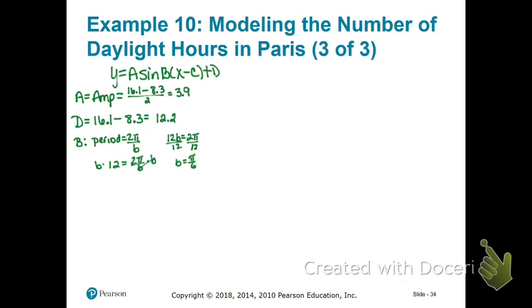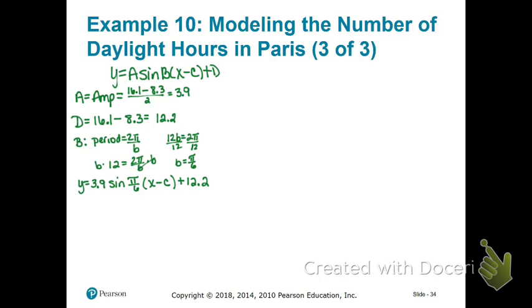So what we have so far for our equation is that y is equal to a, which is 3.9, sine of b, which is pi over 6, times x. We don't know c yet, so I'm just going to put minus c, and then plus our d, which we said was 12.2. Alright, so when I look at this, I've got 3 variables still. I have y, I have x, and I have c. Well, I know I need to solve for c, but if I had an x and a y, then I could do that.